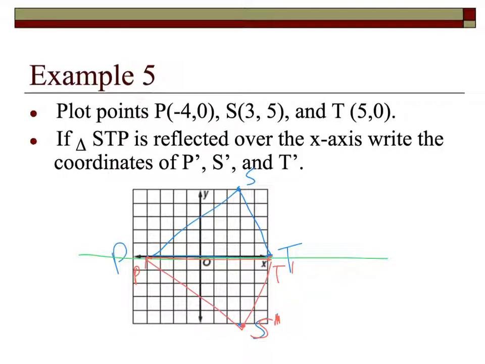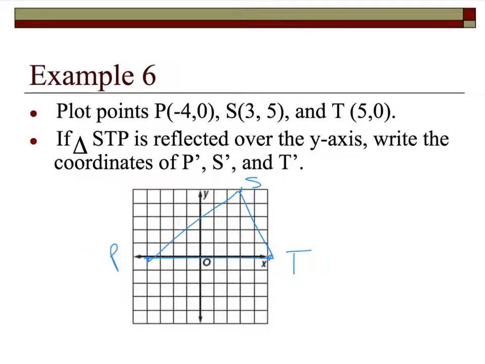Okay? And let's take a look at our coordinates here. So we said P and T didn't change, but S did. S prime became what? There we go. What's S prime now? It would be (3, -5). So when I reflect over the x-axis, the y-coordinate changed its sign, right? It went from positive to negative in this case.